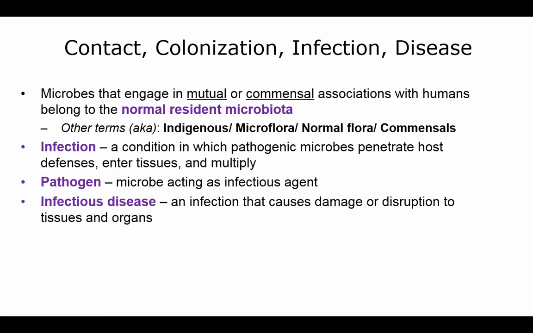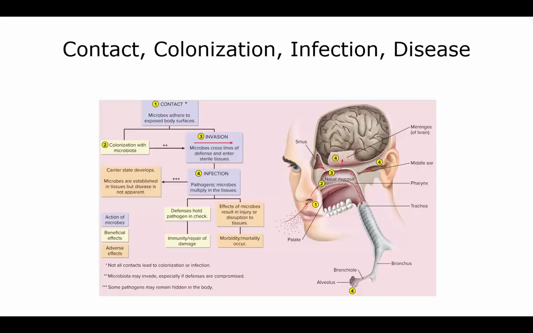Now, microbes that engage in mutual or commensal associations with humans, that's our normal resident microbiota. Other terms you might use are indigenous or microflora or normal flora or commensals. Vocab terms you need to be familiar with: infection is when the pathogenic microbes penetrate the defenses of the host and enter their tissues and multiply. A pathogen is a microbe that acts as an infectious agent, and an infectious disease is an infection that causes damage or disruption to tissues and organs.